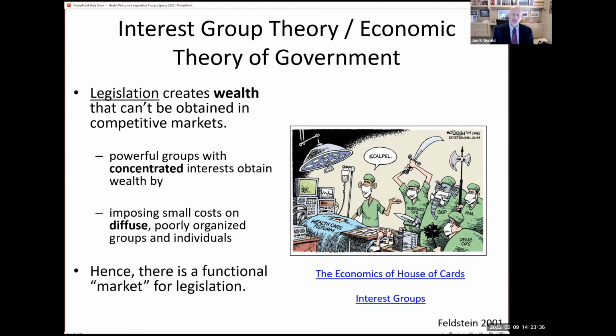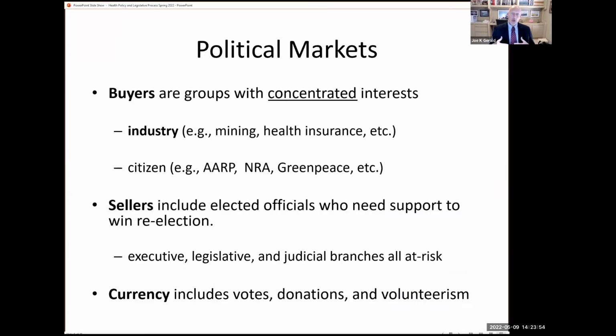Because legislation can create wealth for these concentrated interest groups, it creates a market, an economic market, if you will, for legislation where there are buyers and sellers of legislation, and there's a currency for transaction. And so the buyers of political legislation are those groups that have concentrated interest in the outcomes of those pieces of legislation. The most obvious group with concentrated interest is industry.